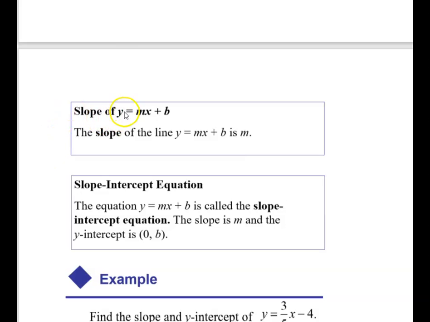The slope of the line y equals mx plus b is the m. We've already talked about that a little bit. The slope-intercept equation, y equals mx plus b, is called the slope-intercept equation because the slope is m and the y-intercept is b. It makes sense that that's what it's called because it's easy to find the slope and the y-intercept from the equation.